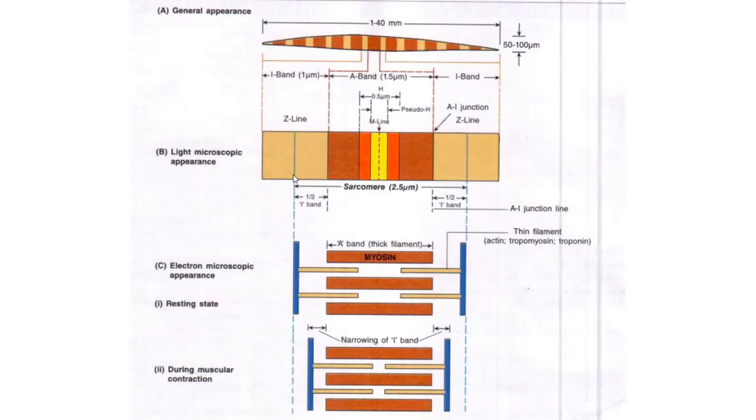So what is a sarcomere? The sarcomere is the functional contractile unit. Basically, from one Z line to another Z line is your basic contractile unit called the sarcomere. Now, apart from that, the junction between the A and I band is called the AI junction. This is important with respect to transmission of depolarization, which we'll be talking about now.